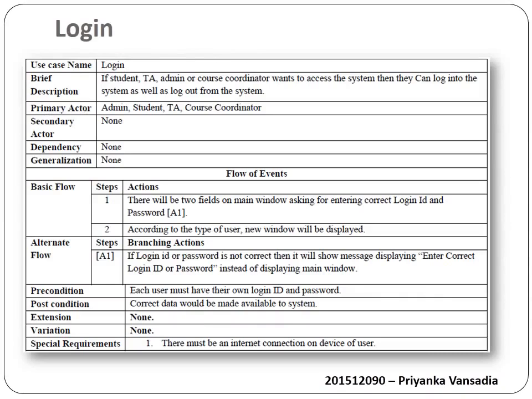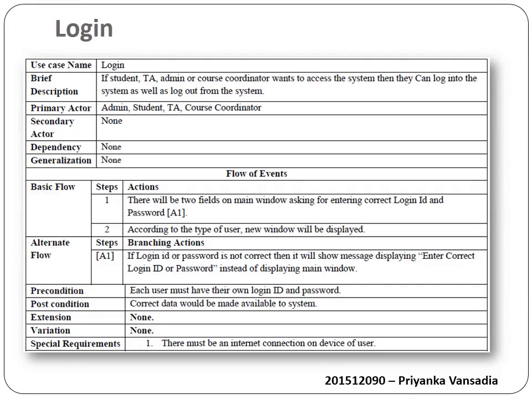This is the use case for login. If student, TA, admin or course coordinator wants to access the system, then they can log into the system as well as log out from the system. Primary actors for this system are admin, student, TA and course coordinator. There is no secondary actor, no dependency and no generalization.